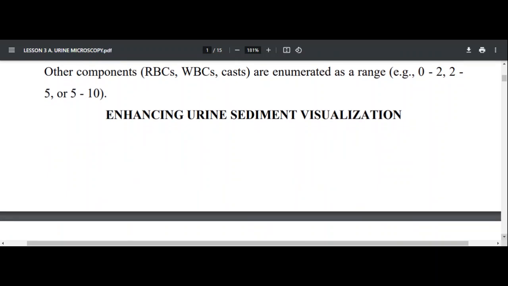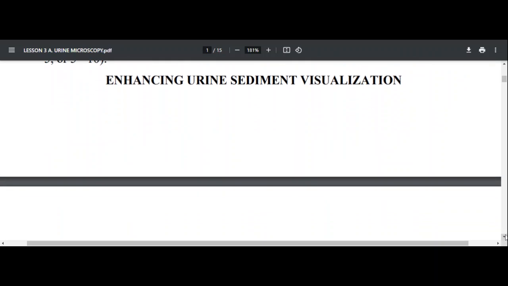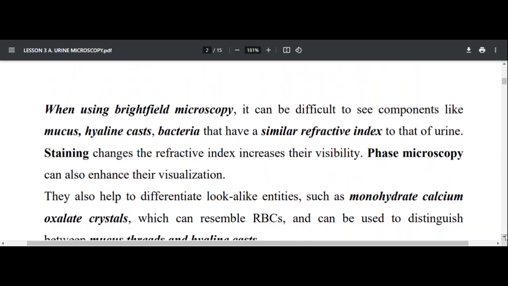So now, apart from using a bright field microscope, you can also enhance urine sediment visualization using other ways, because it can be difficult to see components, for example mucus, hyaline casts, and bacteria, which are very small and have a low refractive index, as well as others with a refractive index similar to that of urine. They cannot be seen clearly using a bright field microscope. That's why we need staining in order to increase visibility of those with a refractive index similar to urine. Or you can change and use phase contrast microscopy in order to enhance their visualization.